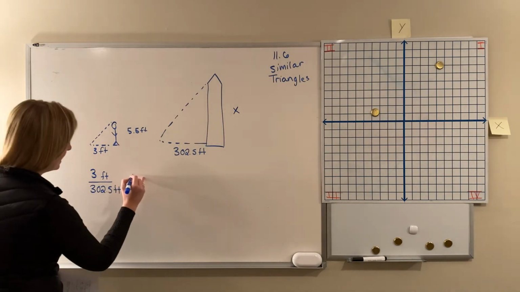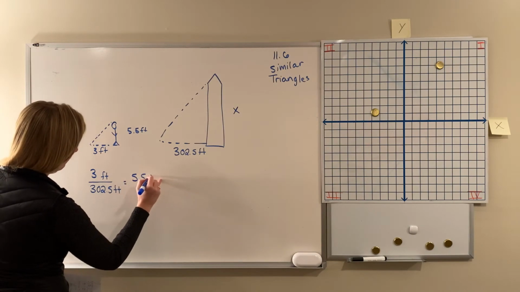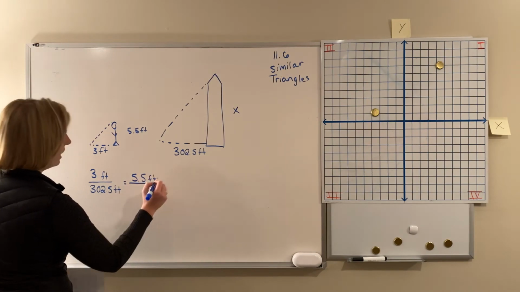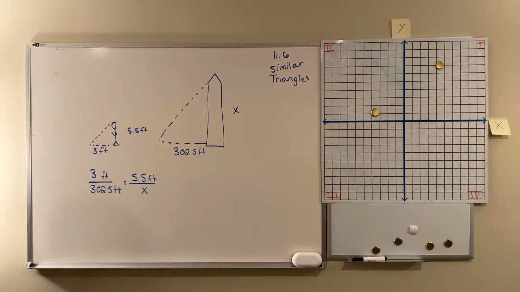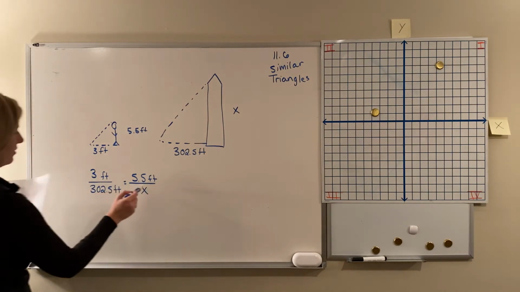We know Janelle's height is 5.5 feet, and we don't know the Washington Monument's height. That's what we're solving for. So now we're going to use cross products to solve.